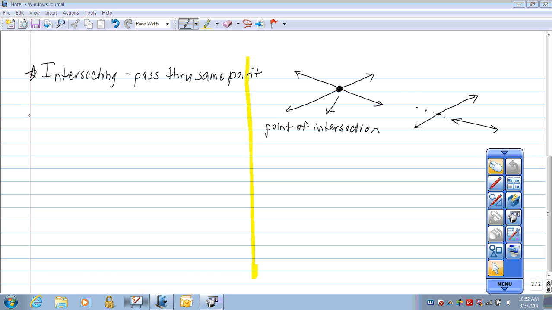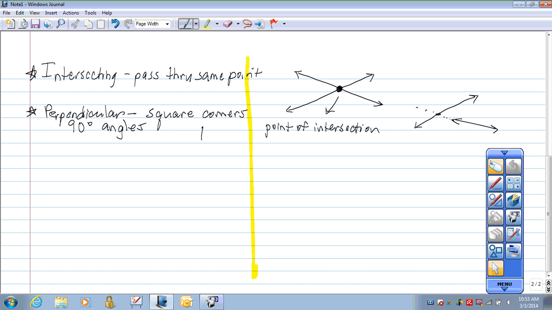Now, we have a special kind of intersecting lines called perpendicular lines. And these are lines that create square corners. We're going to be learning about angles soon, so I'm just going to write 90-degree angles. We'll talk about that. You've also learned somewhat in 3rd grade.